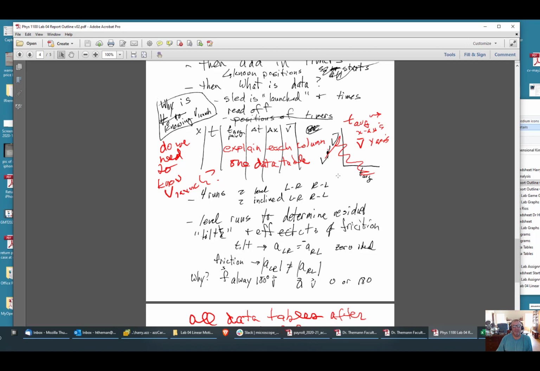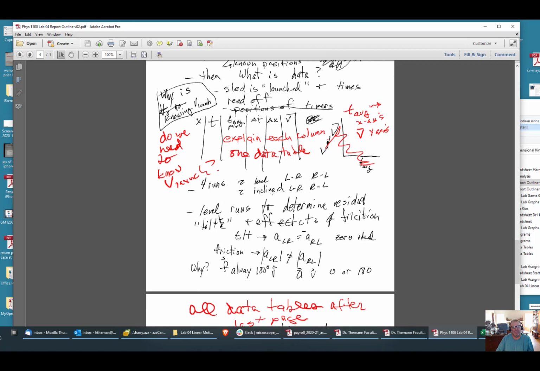But what we ended up doing is that we used the time of the average velocity, which is the time at the center of the interval, and the average velocity is also the velocity at the center of the interval. I didn't really mention, but we decided that our intervals were small enough so that the average velocity becomes the instantaneous velocity at the same time. So then we did 4 runs with the leveled one, the inclined one.